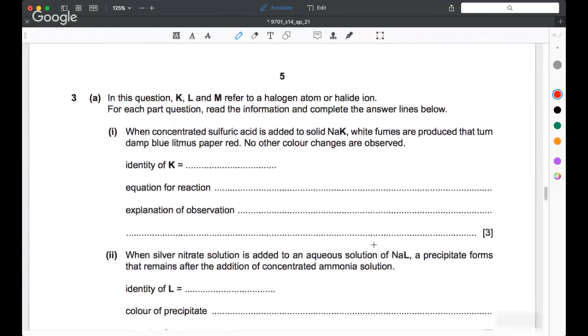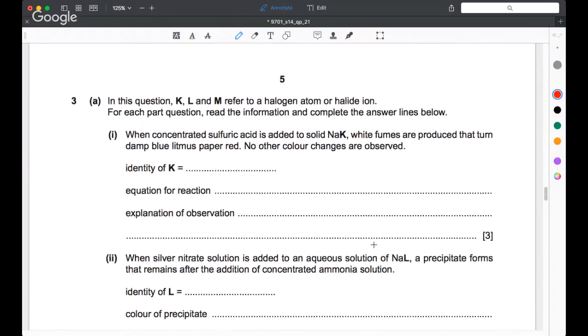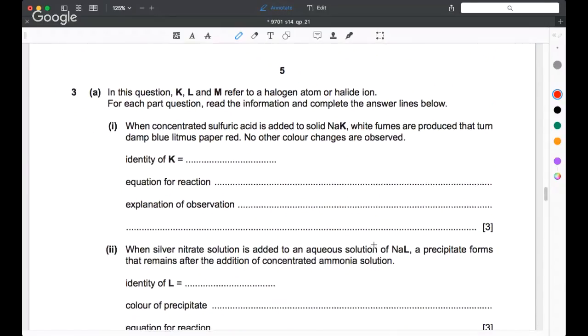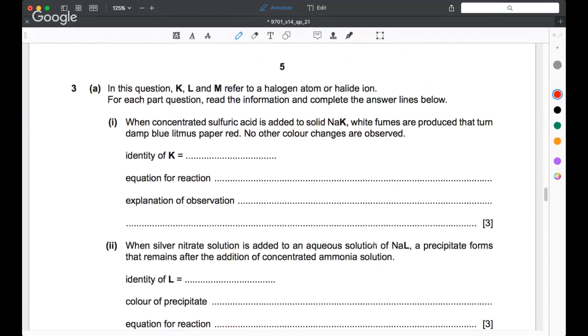So just some early warning here. This question was picked up by the examiner as not being particularly well done. They're flagging up here that you've got to make sure that you know when you're talking about atoms and when you're talking about ions, okay? A halogen atom or a halide ion. So be careful with your language.